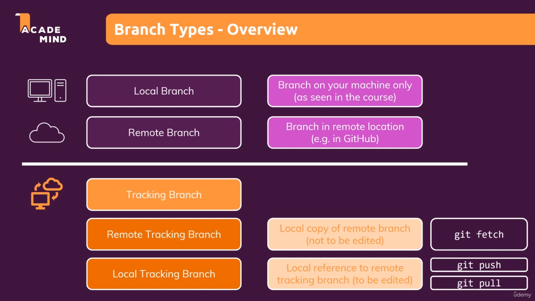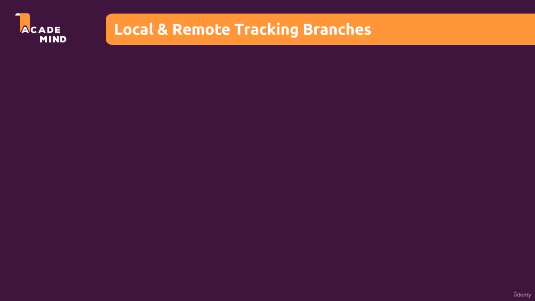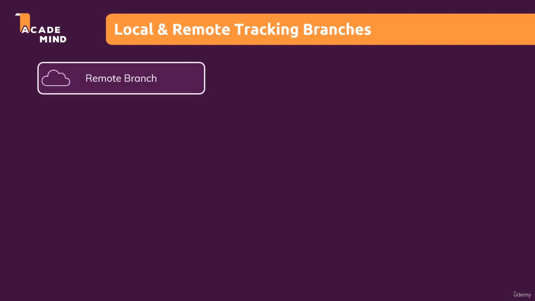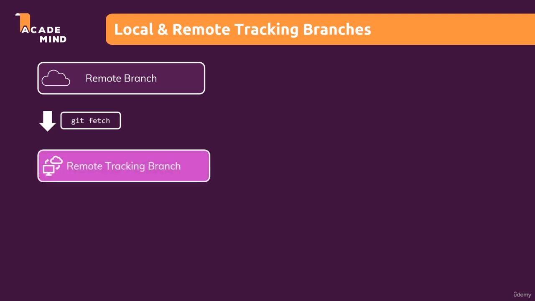Sounds a bit complicated, therefore we should have a little bit of a closer look at this now. How are local and remote tracking branches connected? Well, again, we have the remote branch in the cloud, and we know that with git fetch, we can update information that we have in the remote branch in our remote tracking branch. This remote tracking branch is a local copy of that remote branch, but not supposed to be edited. So in the end, it's just a local cache of the remote branch's content, so to say.